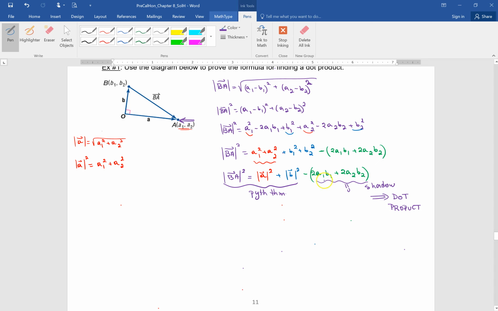The dot product is this: A1 B1 plus A2 B2. The 2's go away, okay? Because you just divide them out.